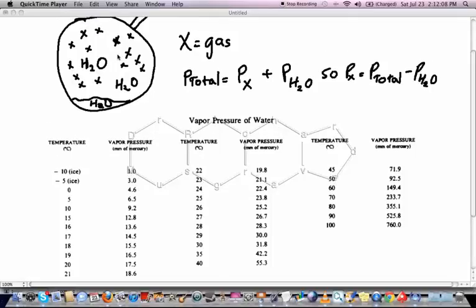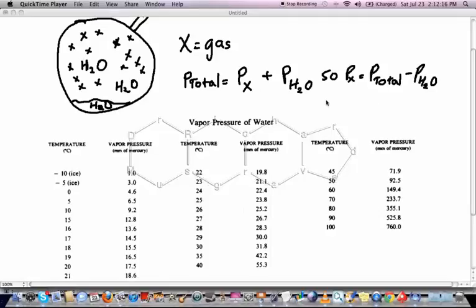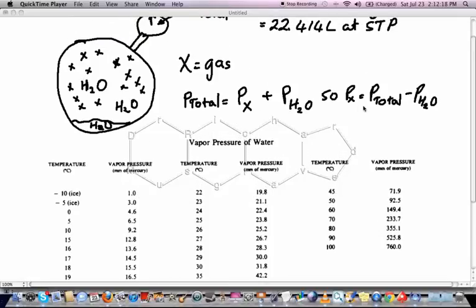So when a sample of gas is collected above water, we can find out what the pressure of the water is as long as we know what the temperature is, and then we can also have the total pressure. So the pressure of gas would be gotten by taking the total pressure, which is what would be read on the gauge, minus the pressure of water at the temperature that was given.